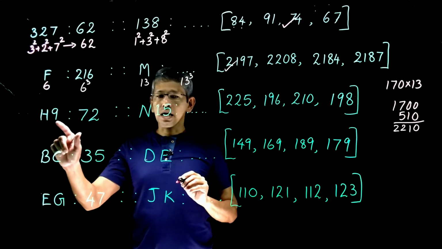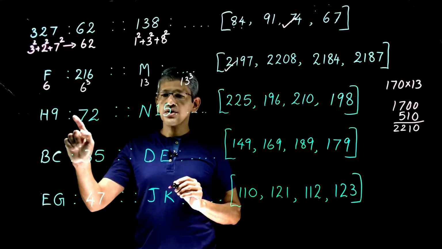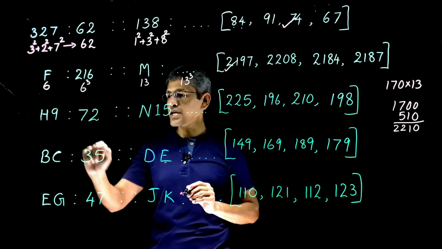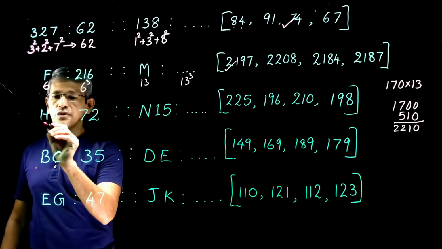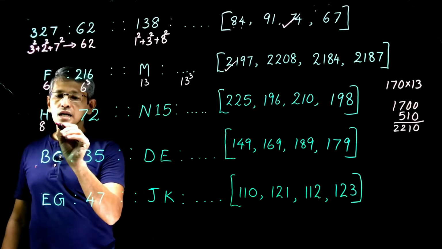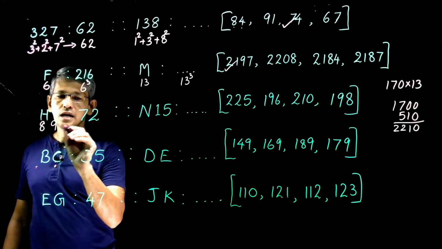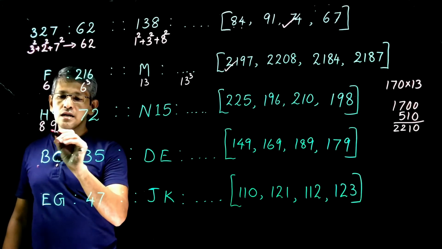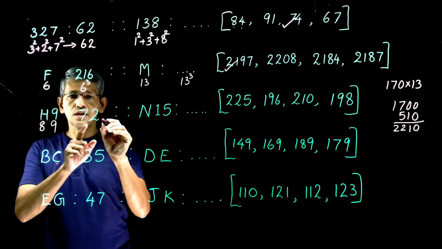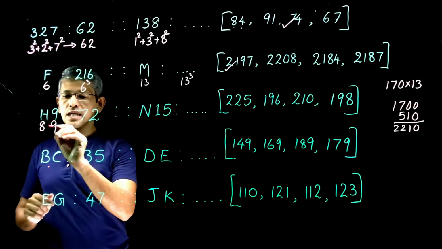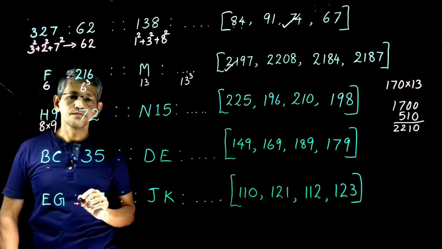And H9, next question. H9 is equal to 72. So H is what? The position value 8. And 9. So 8 and 9. It is either 89, but we are getting 72. What is 72? 8 into 9 is 72.